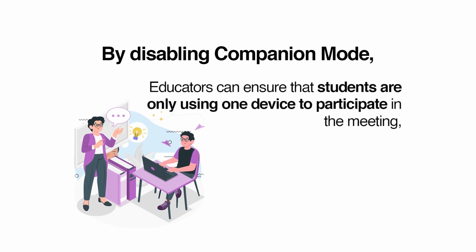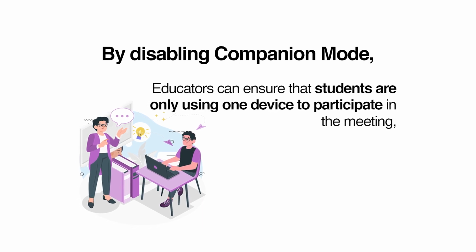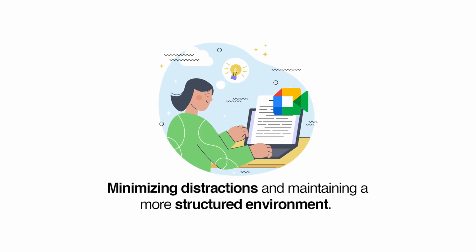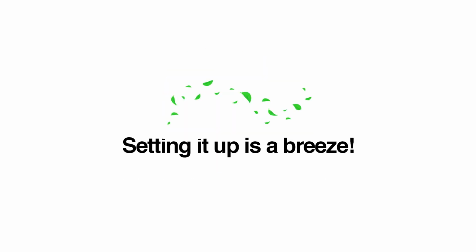By disabling the companion mode, educators can ensure that students are only using one device to participate in the meeting, minimizing distractions and maintaining a more structured environment. Setting it up is a breeze.